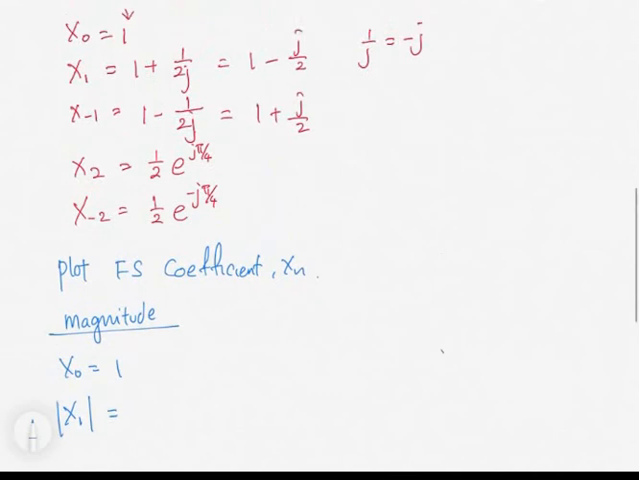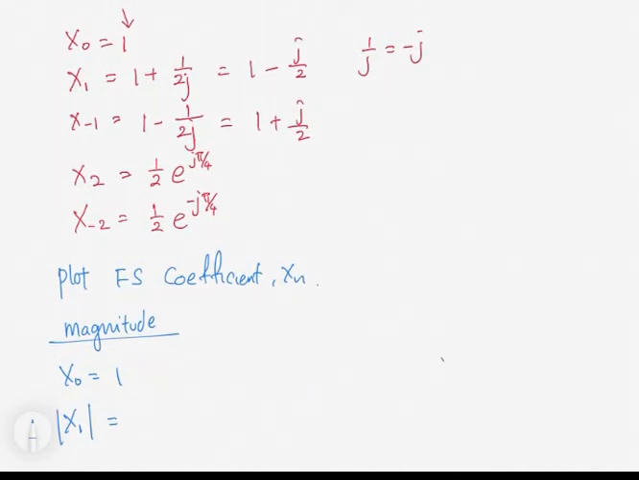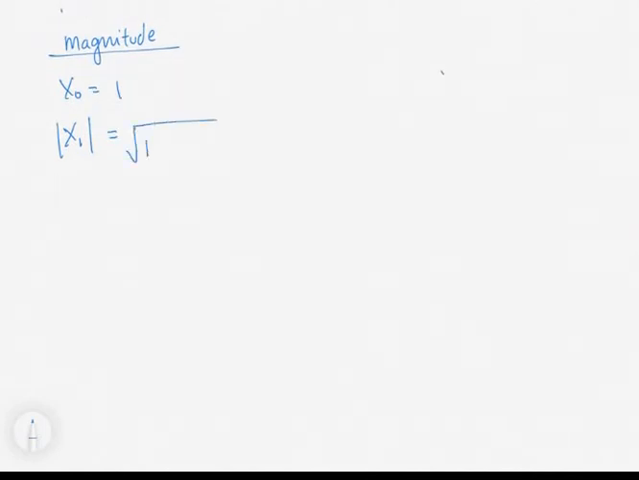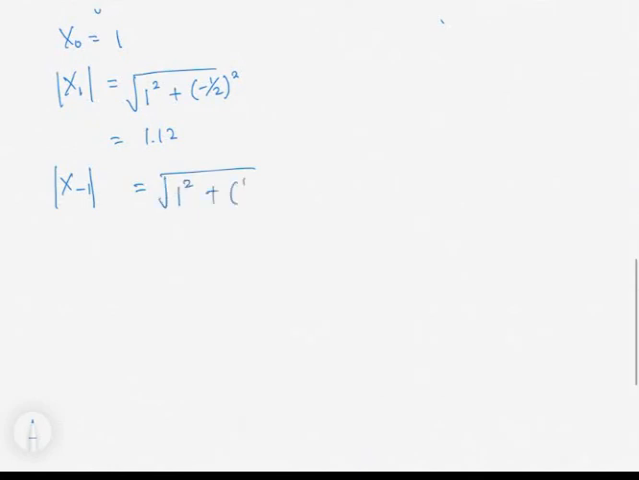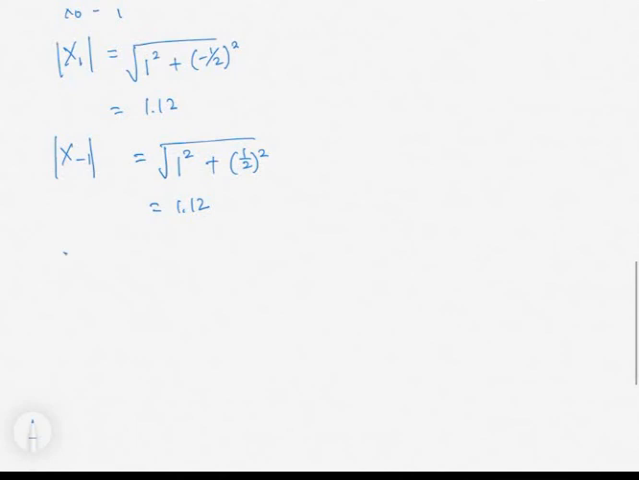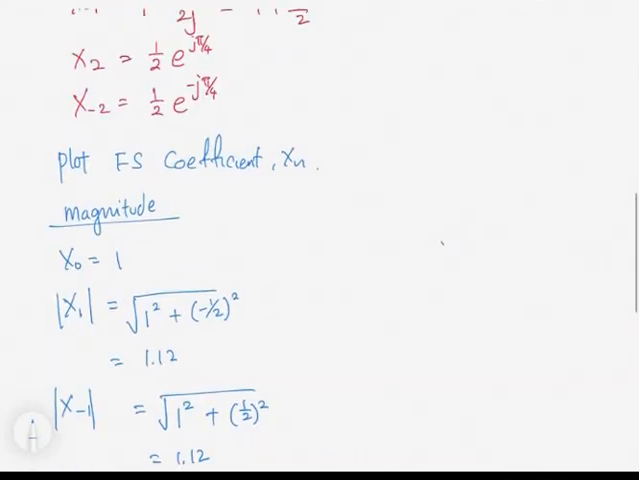And then x1? x1 is a complex number: 1 minus half j. So a is 1, b is negative half, and you can take the square root of 1 squared plus half squared. So you get 1.12. For x negative 1, it is 1 plus half j, so again it is 1 squared plus half squared, and you get 1.12 also.